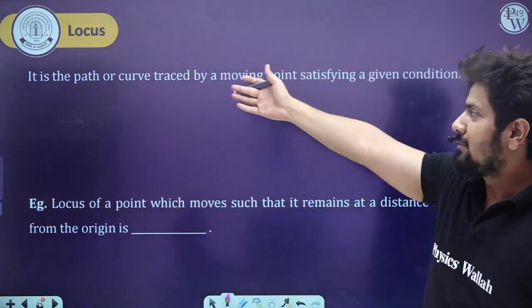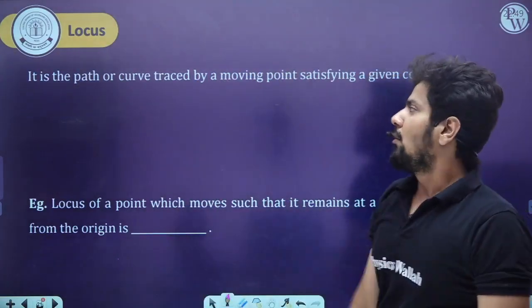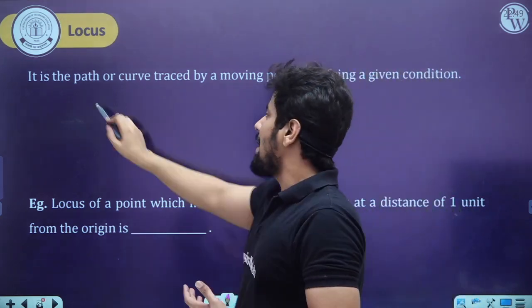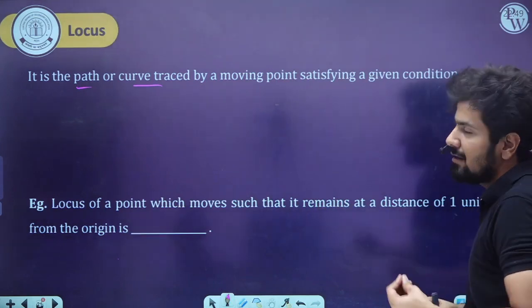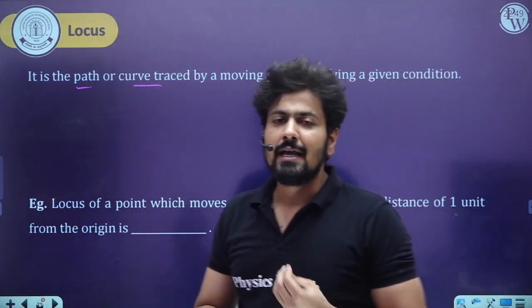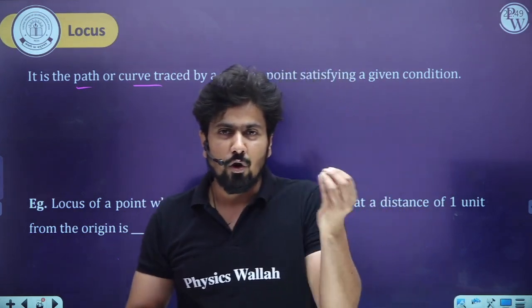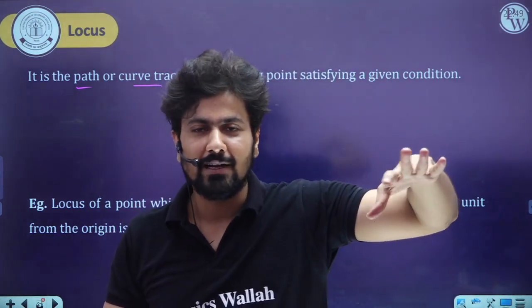The name of this topic is locus. What do we mean by locus? It is the path or curve traced by a moving point satisfying a given condition. Every path has an equation, right? In maths or in the world, every path has an equation. Like in the world, we have coordinates, right? There's a coordinate to your home, right?